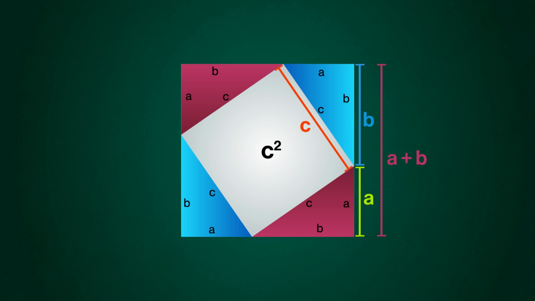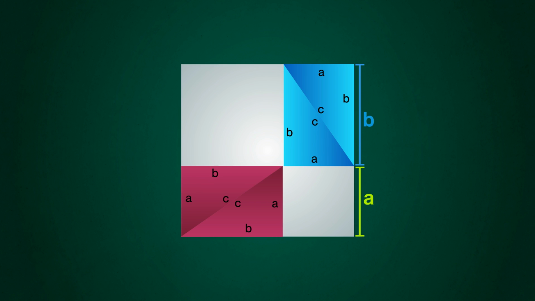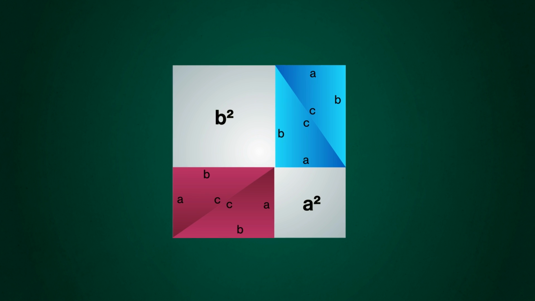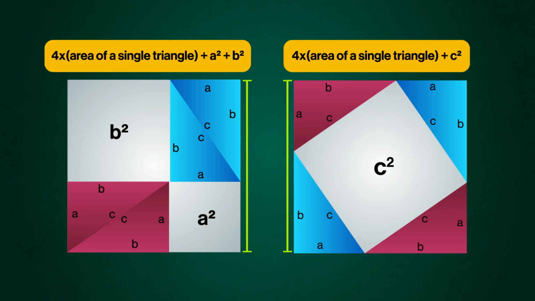Now, there's also another way of arranging our triangles inside the big square. We could put them sandwiched in pairs instead. This time, in addition to the area of our triangles, we have 2 smaller squares. But one has side length A and the other has side length B. So their areas are A squared and B squared. This is where the magic happens. In both cases, the bigger squares have the same side length, A plus B.